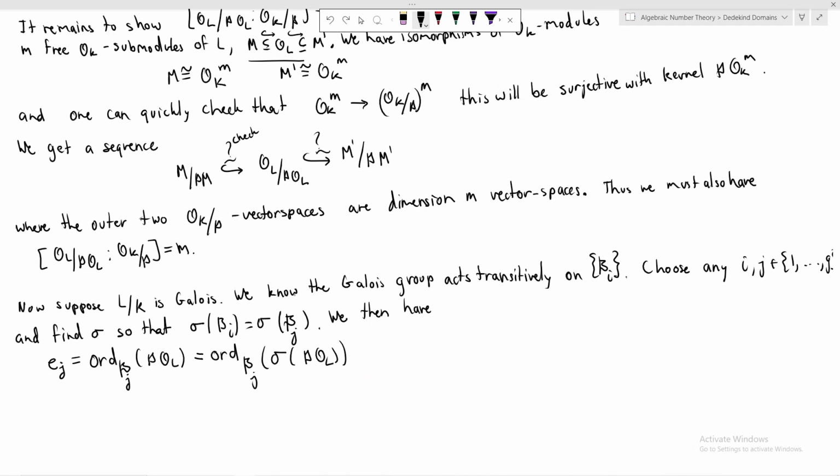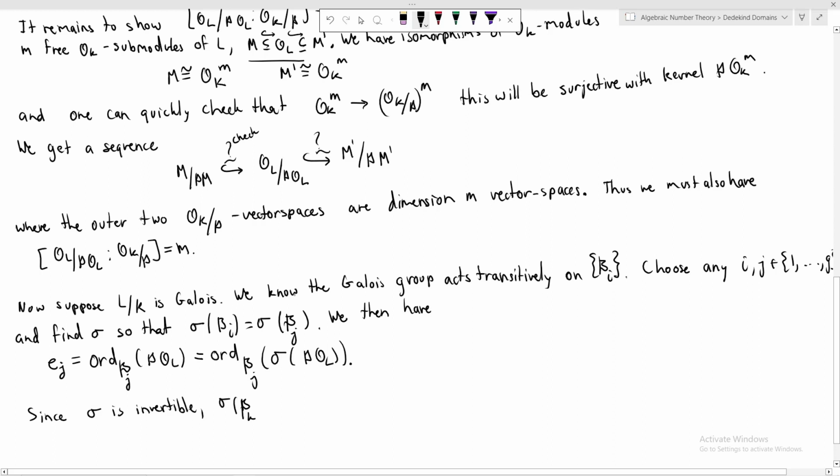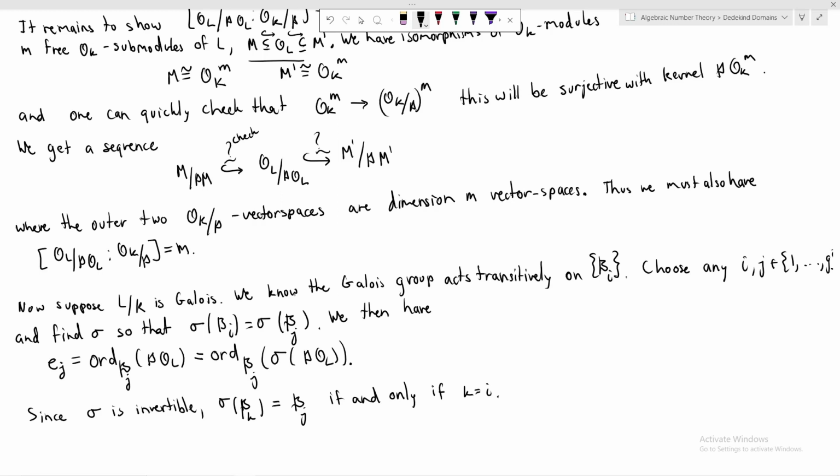If we think about trying to compute this, let's think about the different ways that we could get a P sub j in sigma of P O sub L. Well, since sigma is an invertible map on L, sigma of P sub k is going to equal P sub j if and only if k is equal to i. So if you had another prime ideal that mapped to P sub j, you could essentially apply sigma inverse and find that that ideal had to be P sub i.